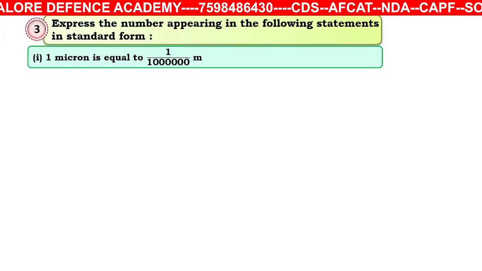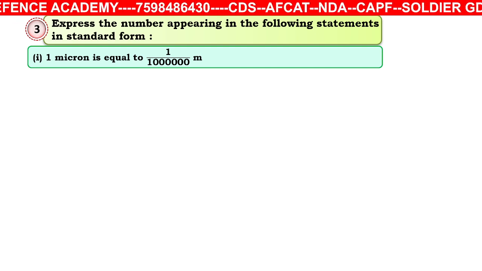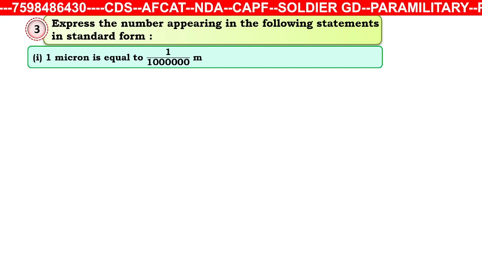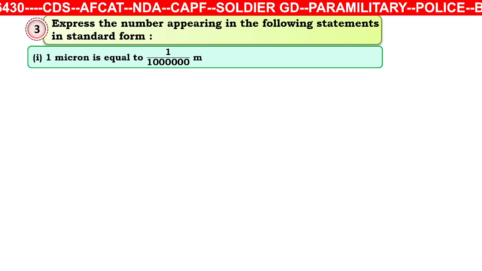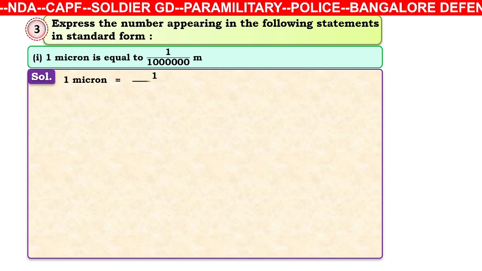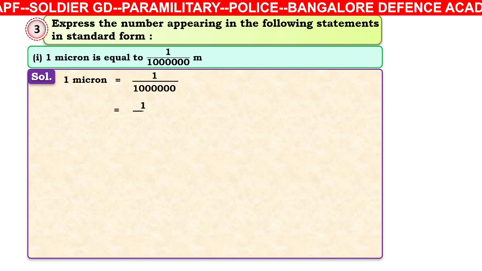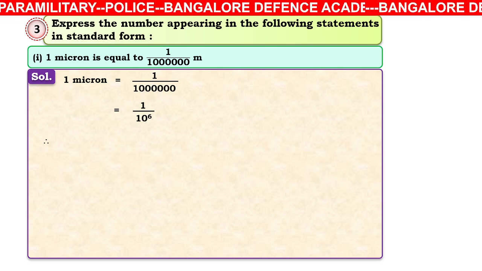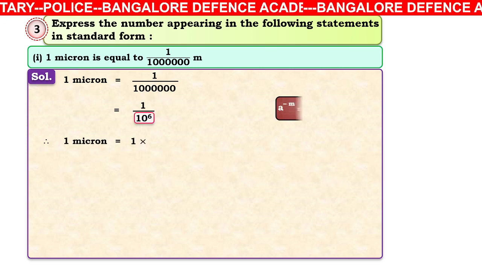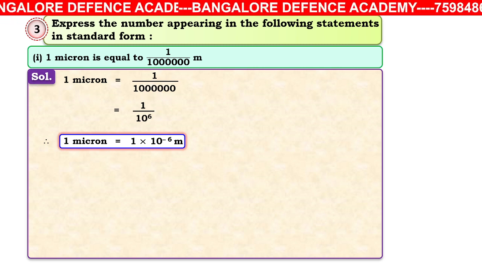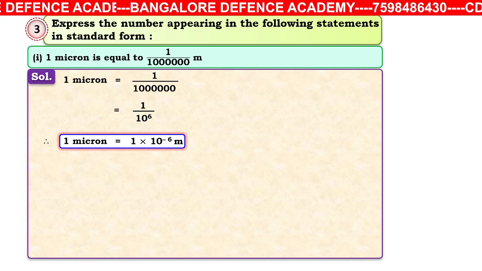This is the answer. Next, express the numbers appearing in the following statements in the standard form. 1 micron is equal to 1 divided by some number. So here we have to count how many zeros we have. So first thing, you have to count how many zeros. You have 10 to the power of 6 zeros. Now this 10 to the power of 6, when it goes to the numerator, it becomes 10 to the power of minus 6. So this is the answer. So 1 micron is 10 to the power of minus 6 m.